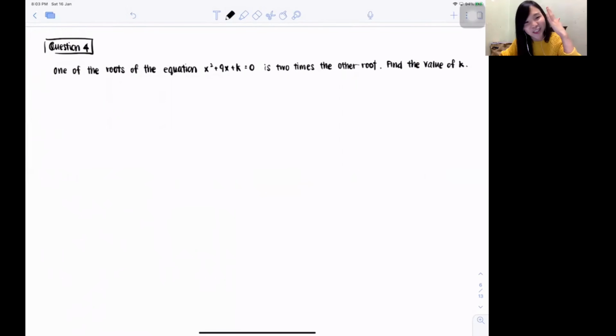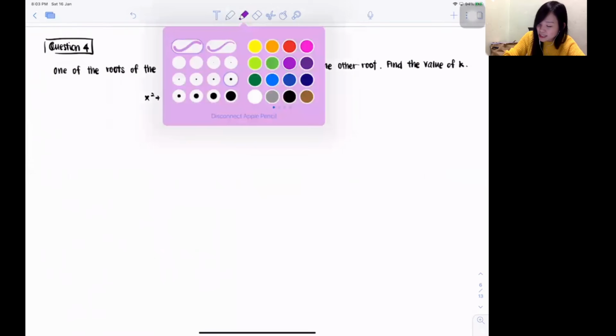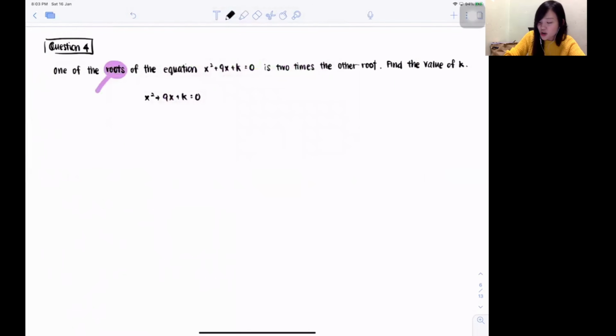So, question 4. One of the roots of this equation, again this is the equation. Again, I think all of you can see that the keyword is roots. Roots means what? x1, x2. Correct? So one of the roots of this equation is 2 times the other. Find the value of k. I think all of you realize this question is slightly different from the previous one. Again, the keyword is roots.